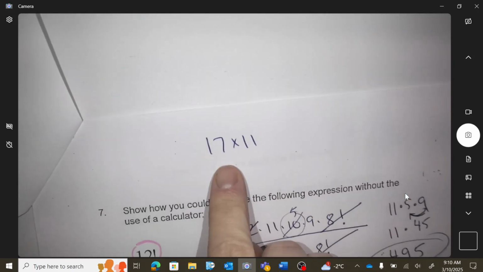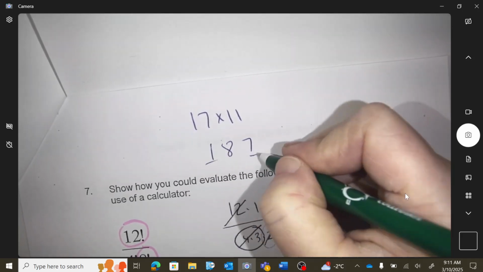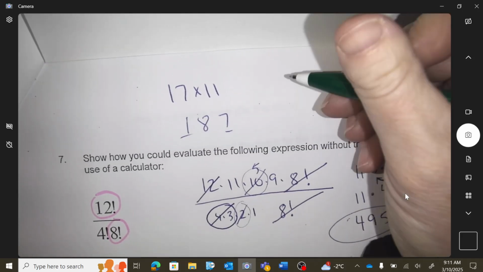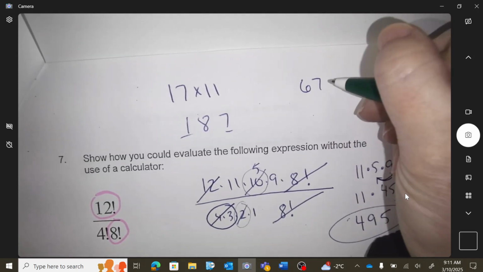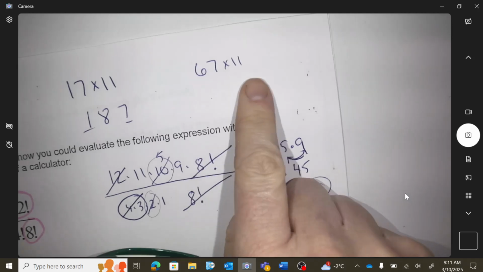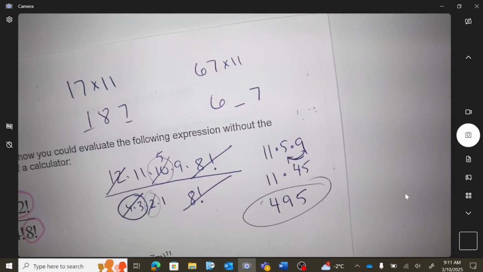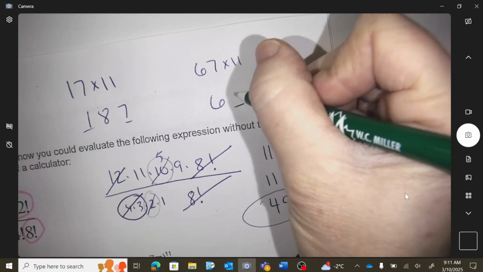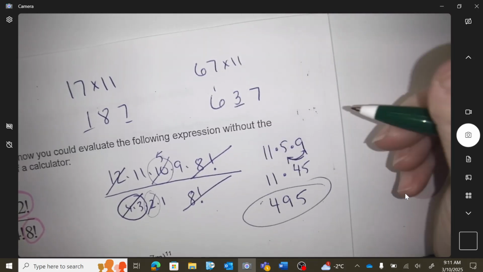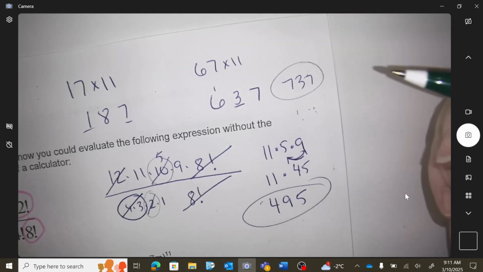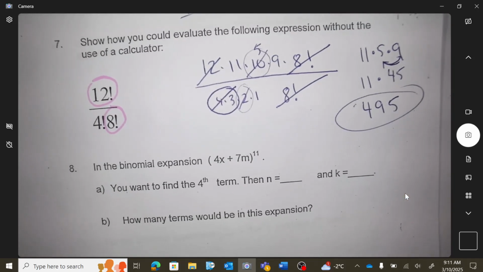Okay, quick. 17 times 11. 187. Just add in the middle. But if you get something that is over, so 7, 6, but what does it add to in the middle? 13. So 13 doesn't fit, so you have to carry, which makes 737. There you go. Now you're that much smarter.